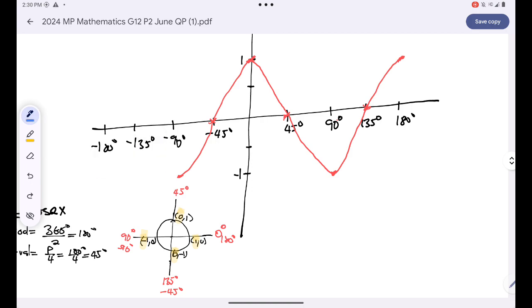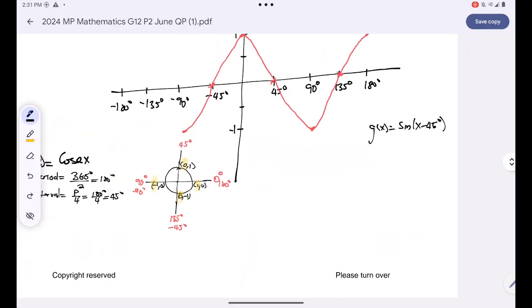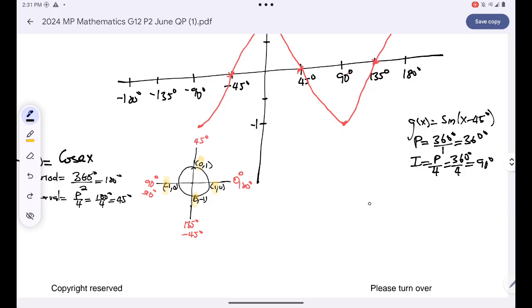Remember that we are told that g of x, let me use color black, g of x is just equal to sine of x minus 45 degrees. Let me check. Yeah, that's sine of x minus 45 degrees, right? Do the same thing, guys. The period is just 360 divided by the coefficient of x, which is 1. Therefore, the period is just 360. My interval is just period all over 4. That's 360 divided by 4. The interval is just 90 degrees. And then I'll simply go to my unit circle after this.